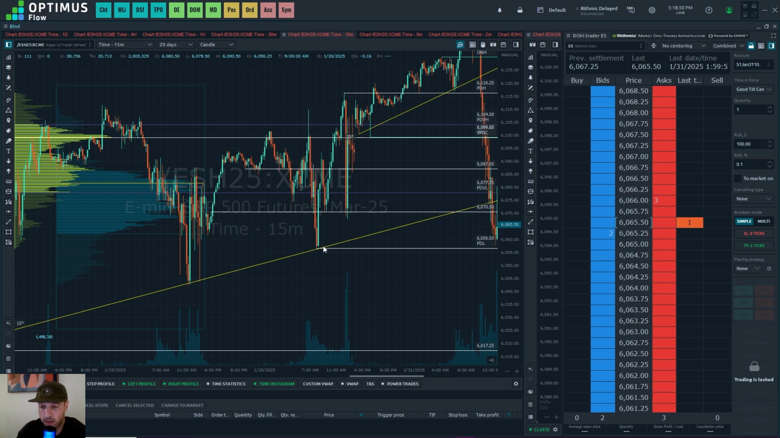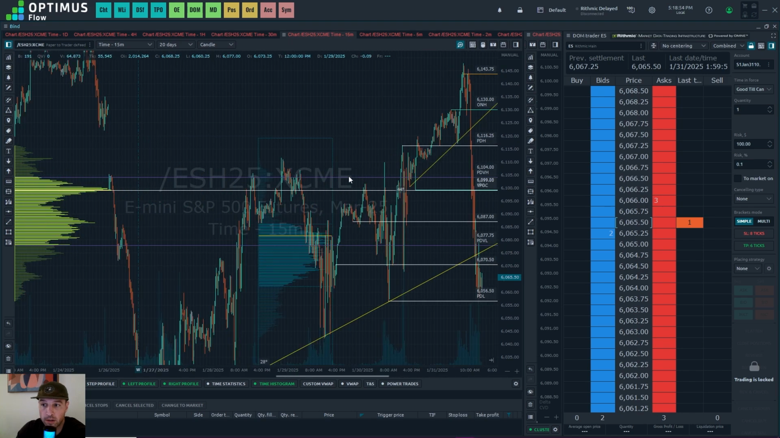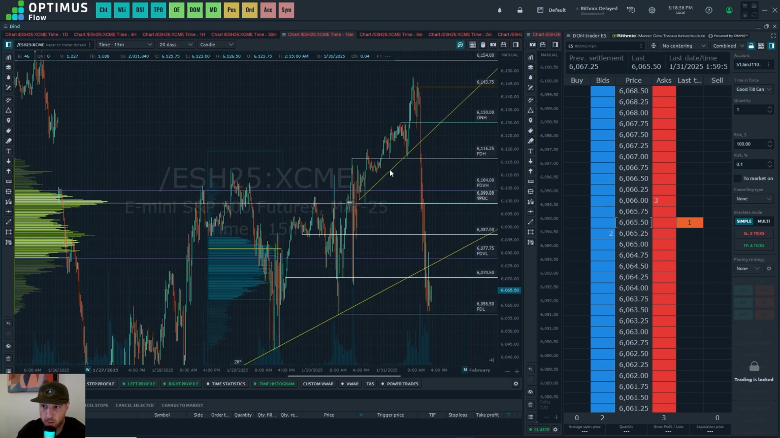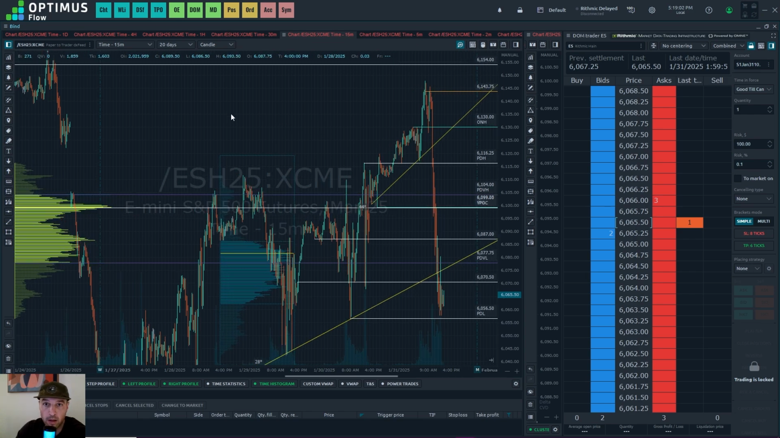So we traded all the way down through it, came back up, and then we started to have this nice upward trend before a push up, and then obvious fail today on Friday.